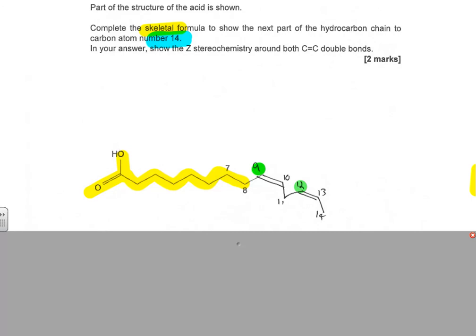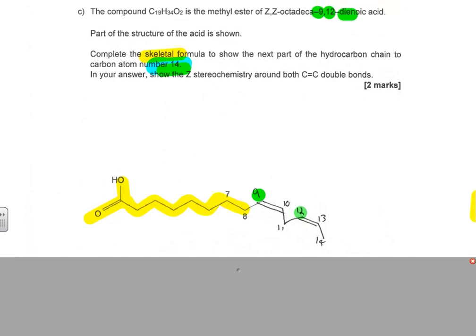So after carbon 8, I've drawn carbon 9, drawn my double bond to carbon 10, then I've gone down to carbon 11, carbon 12. Now I know I need to put another double bond in, carbon 13 and carbon 14. The question only wants me to go to carbon 14, so now I can stop. But I'm told that I have to show the Z chemistry for those double bonds.